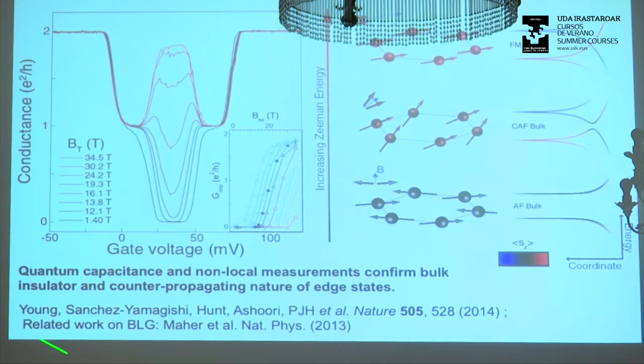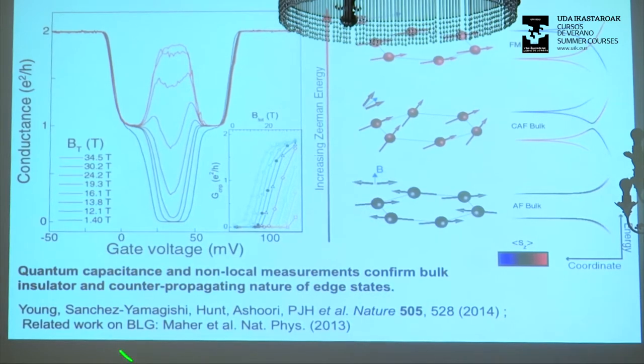This was also done on AB Bernal-stacked bilayer graphene by the group of Philip Kim with similar data. So that was one way of realizing this quantum spin Hall state. Turns out that there's another way. This is a little bit of a pain because you have to put 30 Tesla in plane, 35 Tesla actually for this upper trace here.